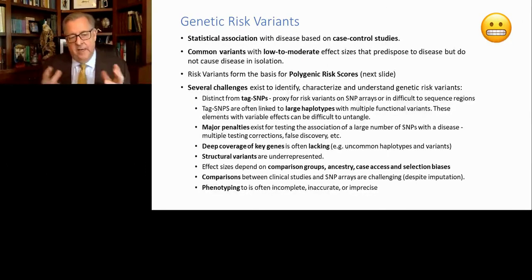The effect size of the variants are also hard to calculate because it depends on the comparison group. It depends on the ancestry of the patient being evaluated and the types of cases that can be accessed and other selection bias. And so these effect sizes are highly relevant to the context. Also, comparison between clinical studies is very difficult as people will use different SNP arrays and other features where we've tried to use imputation, but there's many, many limitations. And the other big problem is phenotyping. It's incomplete, it's inaccurate, and imprecise. And so these case control studies have some inherent problems.